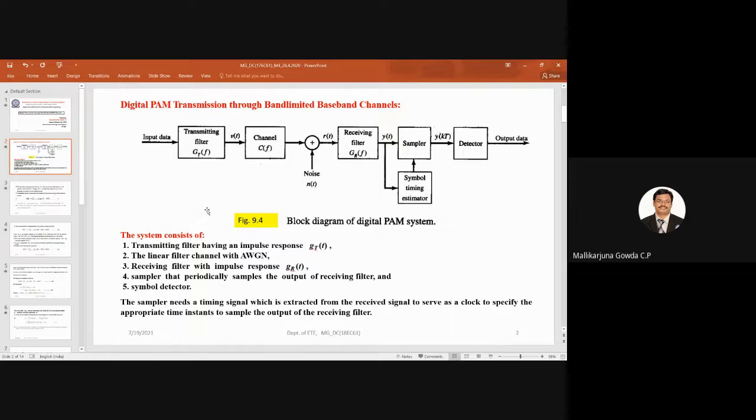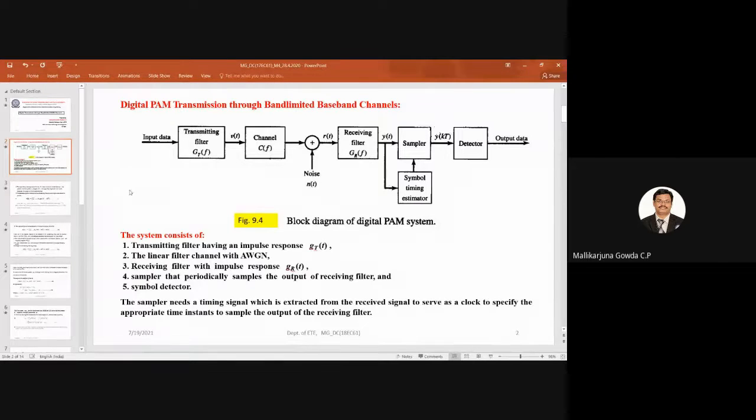So in this digital PAM transmission, you should keep this in mind. We are using two filters, one at the transmitter side and another at the receiver side. That is why it is written transmitting filter, with frequency response G_T(f). Similarly, on the receiver side, the receiving filter has a frequency response G_R(f).